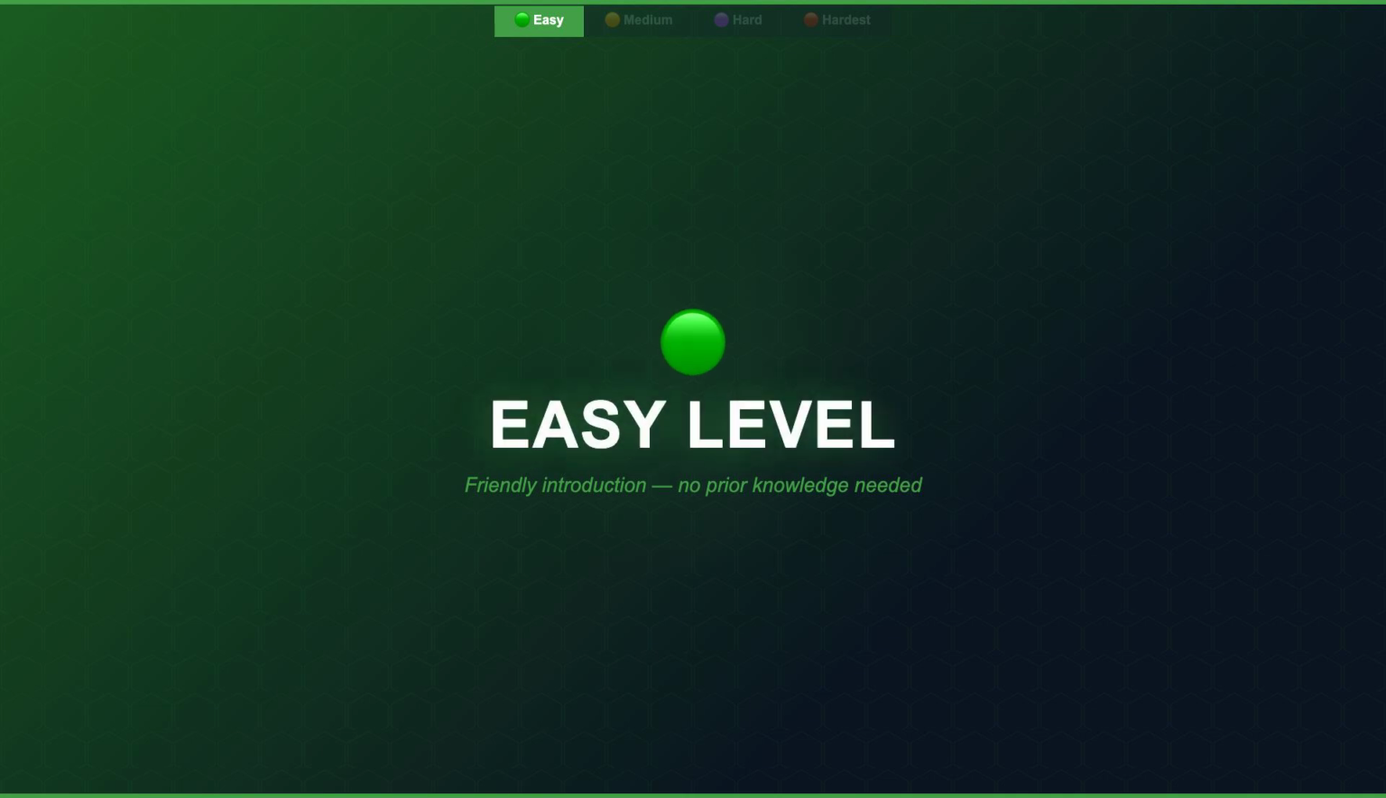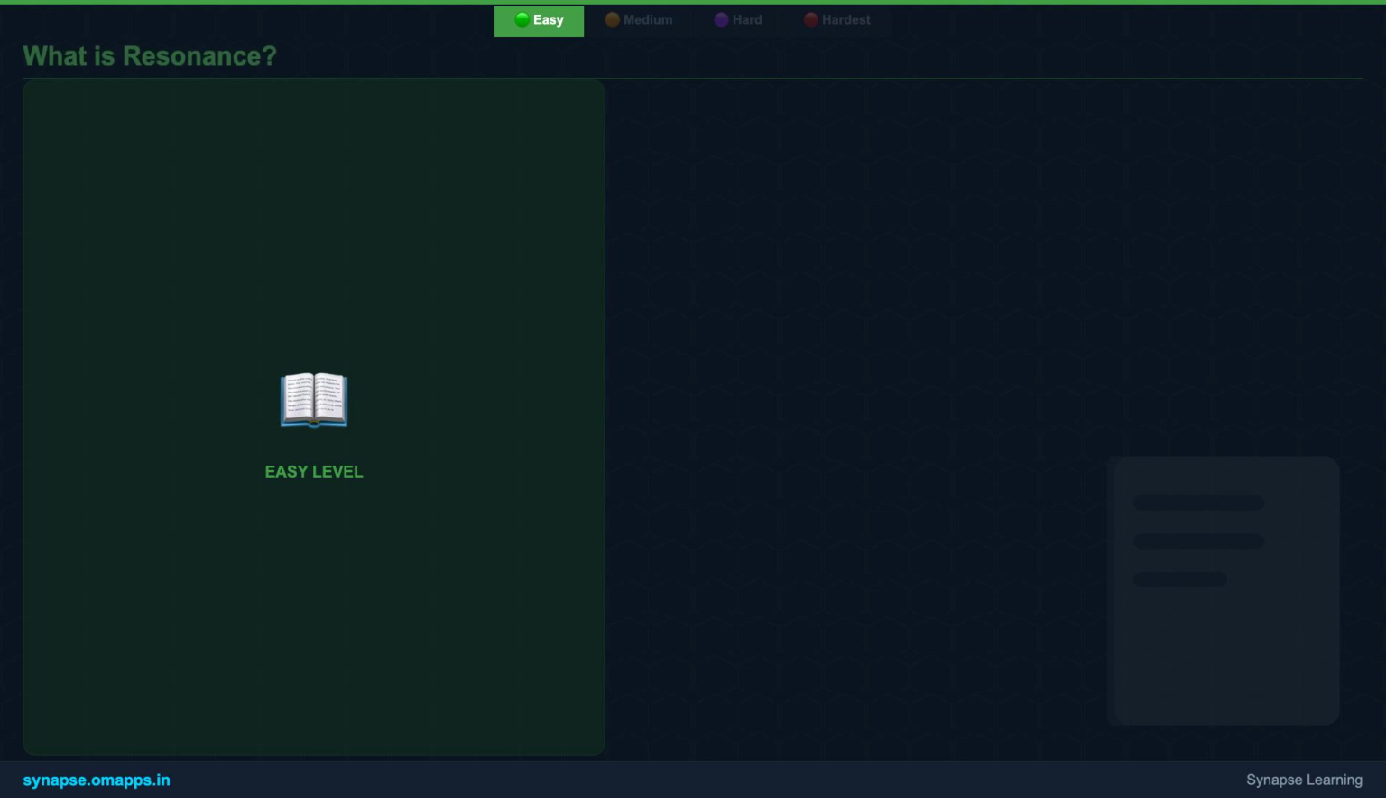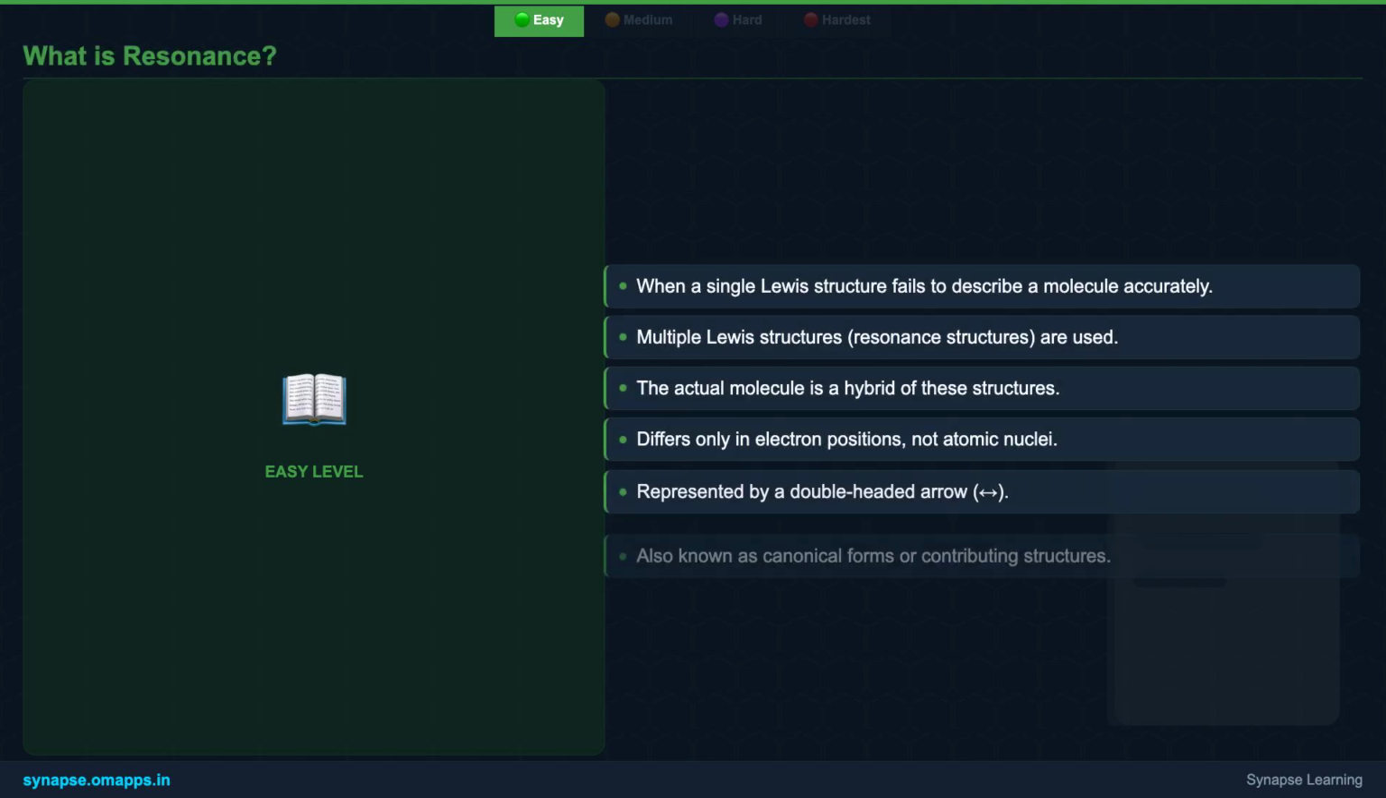Ready to uncover a molecular secret? Let's begin with the easy stuff about resonance. Imagine a molecule that a single drawing just can't quite capture. That's where resonance comes in.